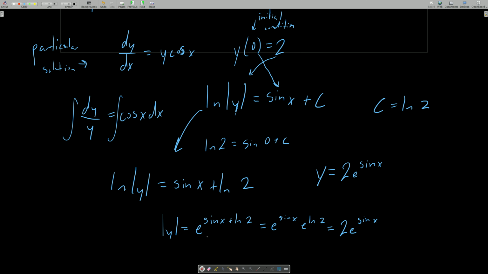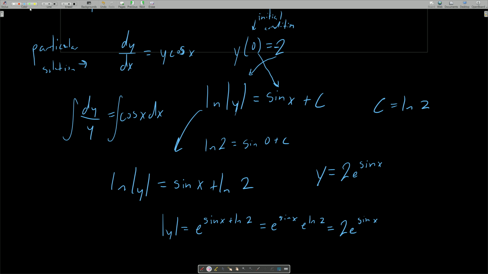The reason I got rid of this absolute value and put a positive y here is because our initial condition is positive. If we had a negative initial condition, like -2, then we'd get ln of the absolute value of -2, which ends up being ln 2 anyway. So if I had -2, this would be -y equals 2e to the sine x, so y would equal -2e to the sine x. But since we have a positive initial condition here, we're going to have a positive y that comes from our absolute value.